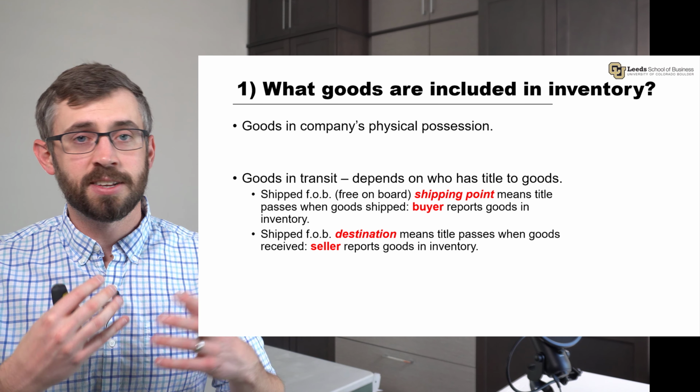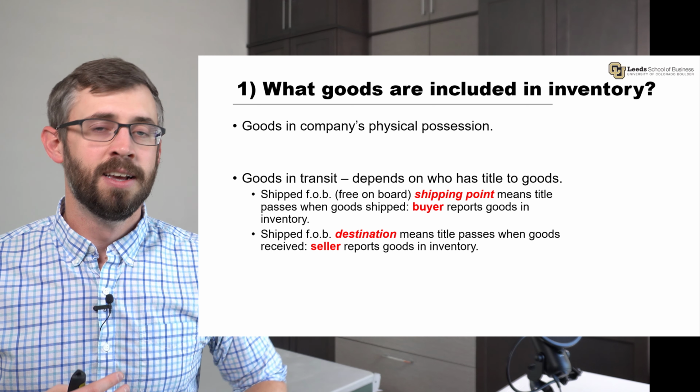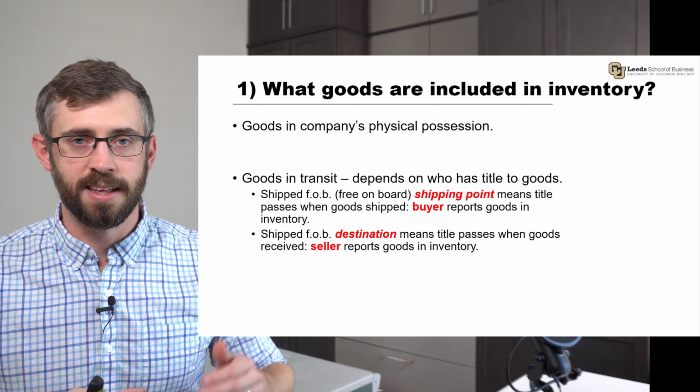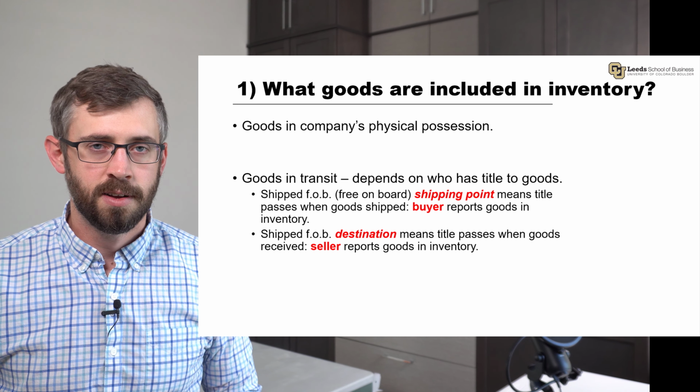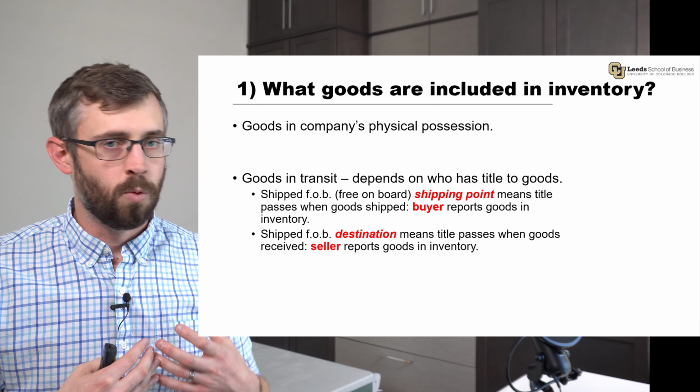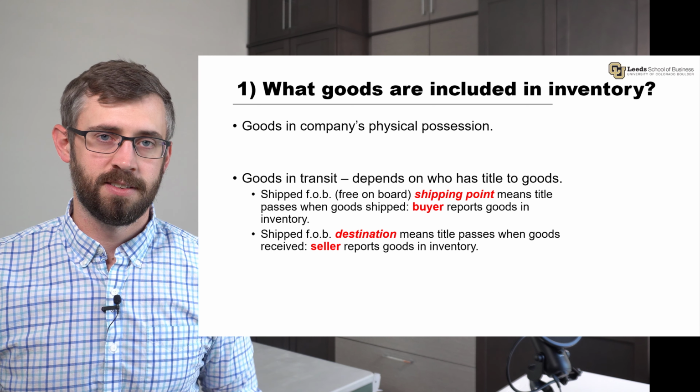And it's going to be the opposite if I'm shipping goods to a customer, right? If it's FOB shipping point, then the title transfers once I ship them, so anything in transit is not mine anymore. If it's FOB destination, then it remains my inventory while it's in shipment until it arrives at my customer.